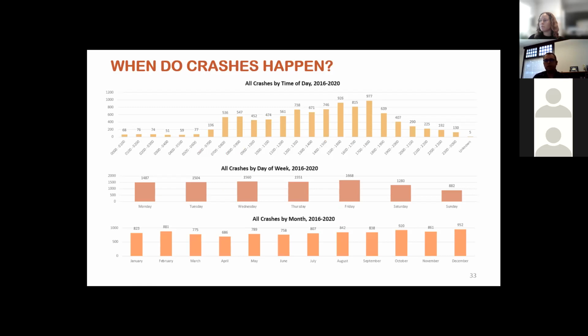Time of day, when do crashes happen the most? We really see the most crashes happen at the 3 to 4, kind of when school gets out hour, and then again at the peak hour in the PM, so 5 to 6 are really the busiest hours of crashes. Friday tends to be the day of the week with the most crashes overall, and then usually December, kind of the end of the year, we see the most crashes by month. Next slide, please.